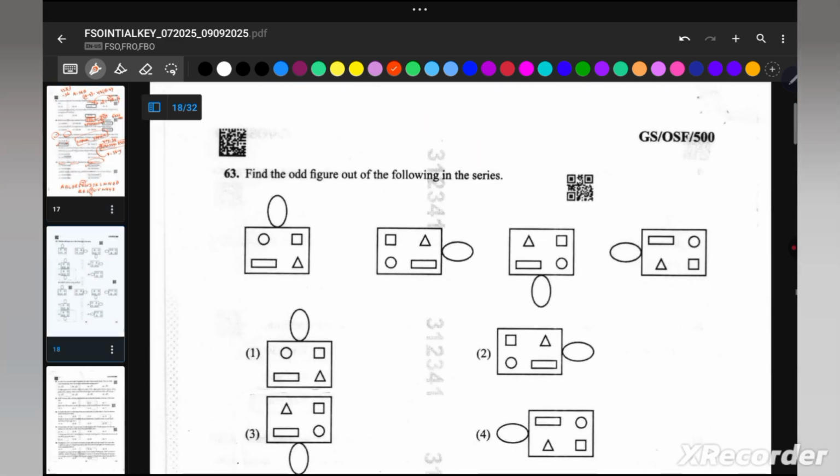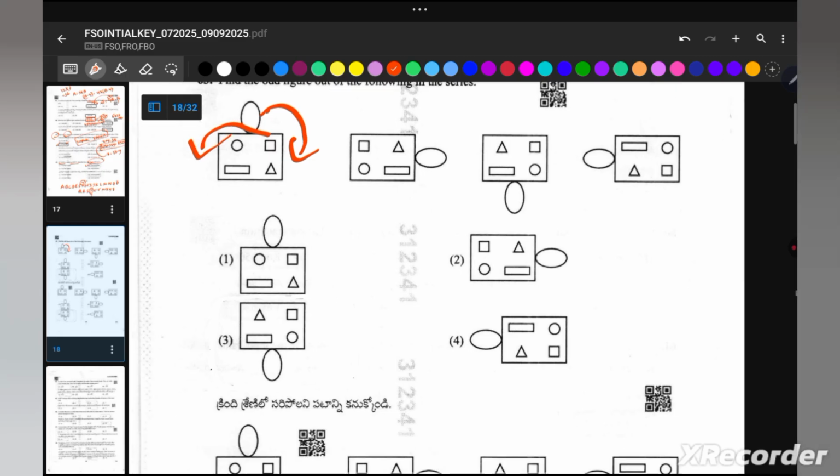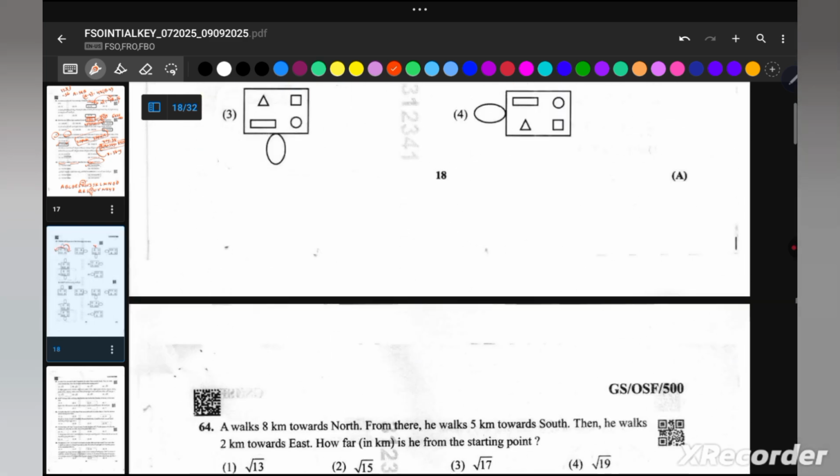Okay. Next, 63. It's also a reasoning question. Look at the figure carefully. The elliptical circle will be moving in the clockwise direction. At the same time, the boxes, I mean the shapes inside the diagram, are moving in the anti-clockwise direction. But the figure which is not following the same procedure is option 3. So option 3 is correct over here.